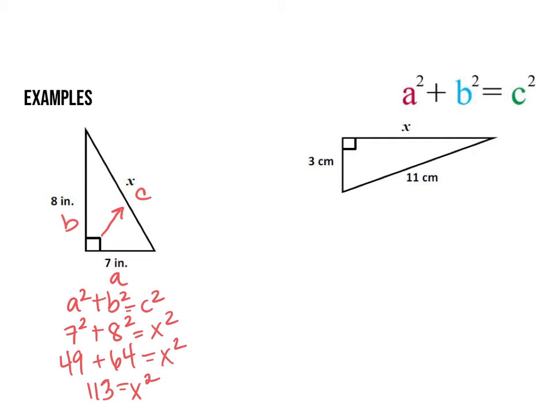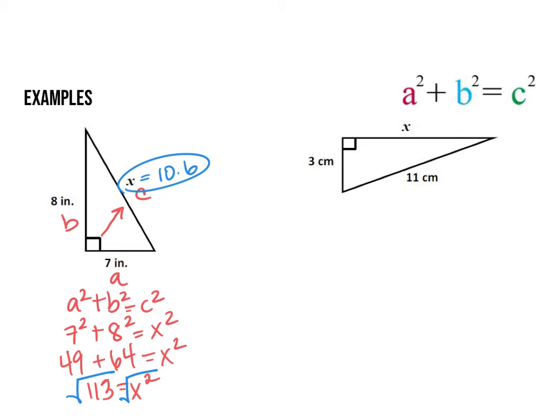Now, to figure out what x equals, because it's a square, we need to take the square root. This is just a button on your calculator you're going to have to use. And so this x value, let's round to the nearest tenth, so 1 decimal, would be 10.6. Okay, so that's if we're finding C. We just plug stuff in and solve for x.